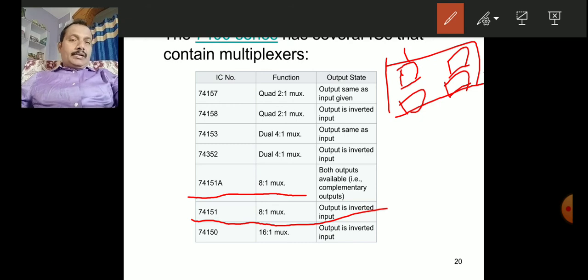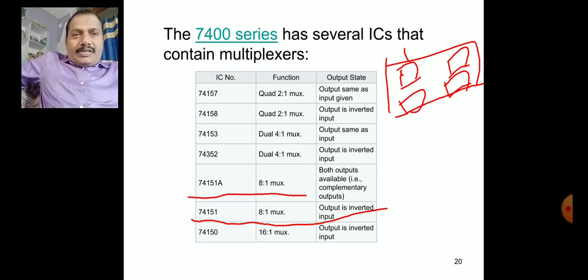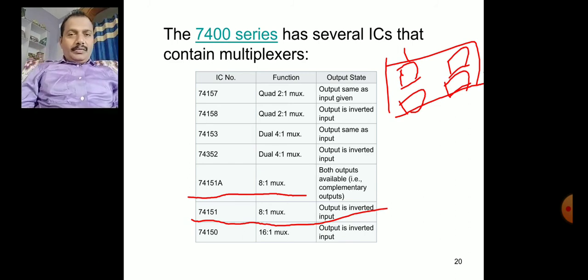So these are the 7400 series ICs available to us. We had already discussed this 7400 series. These are TTL technology. In TTL technology, the logic 0 is 0 volts and the logic 1 is 5 volts. And we have excellent noise margin, and fan in and fan out are also very good for the 7400 ICs.